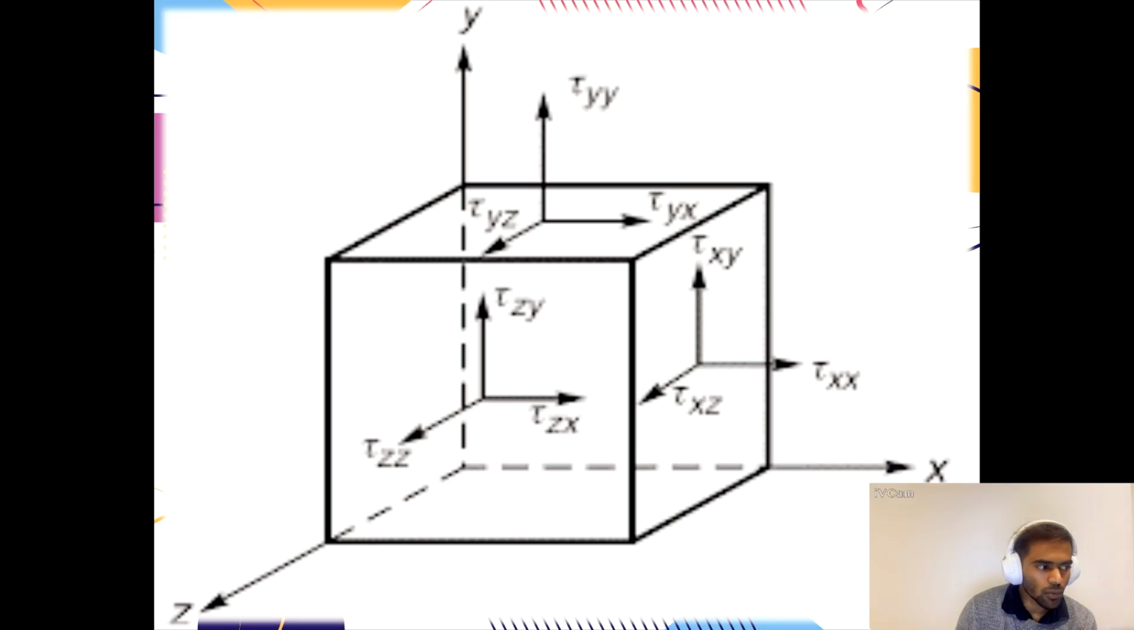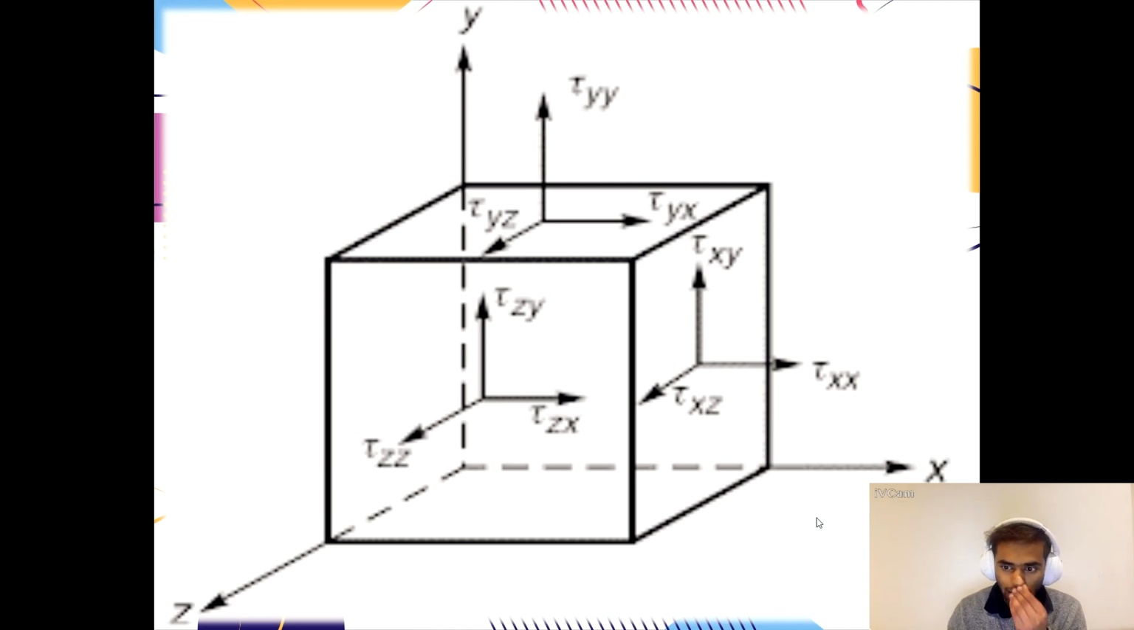Now let's talk about stress at a point. Unlike stress on a plane, which focuses on forces acting on a single surface, stress at a point considers forces acting in all directions, like on a tiny imaginary cube of soil or rock at a specific location. This analysis helps us understand how the forces are distributed within the material and predicts its behavior under various conditions.